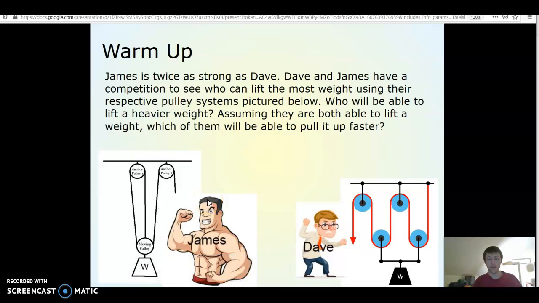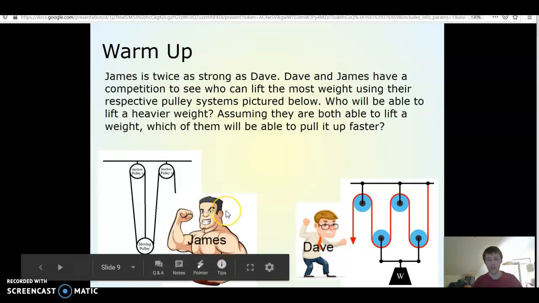He is able to both lift a heavier weight due to his superior natural strength, and his weight is going to move faster than Dave's. So hopefully that makes sense.